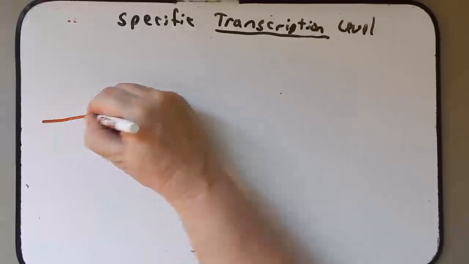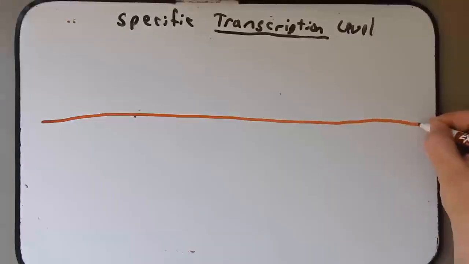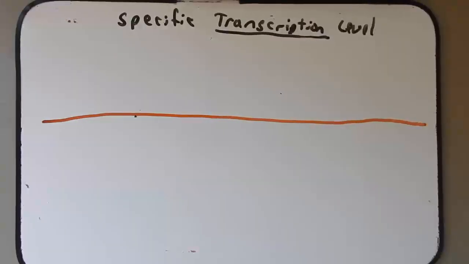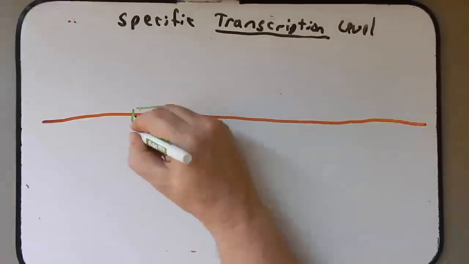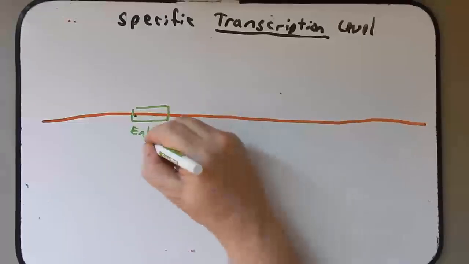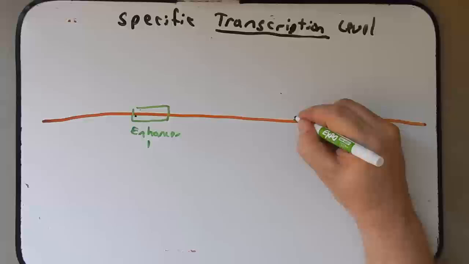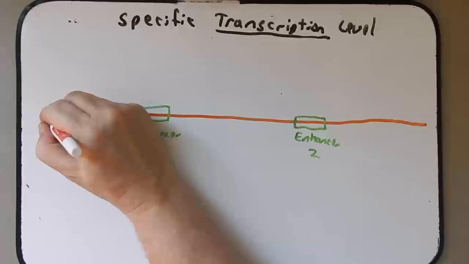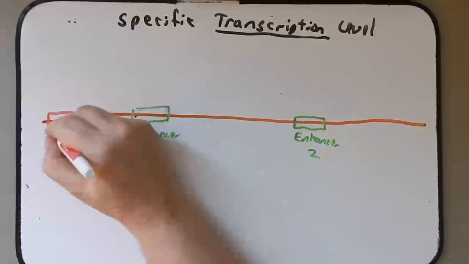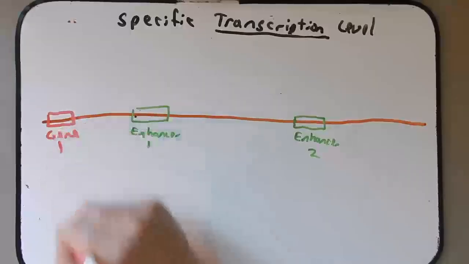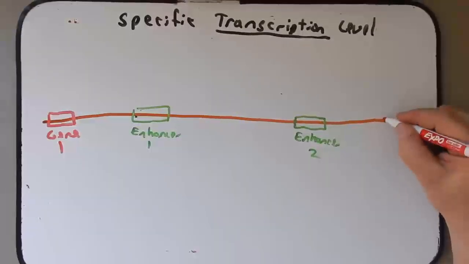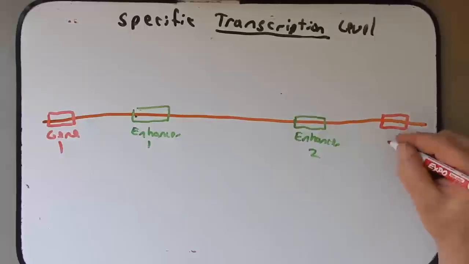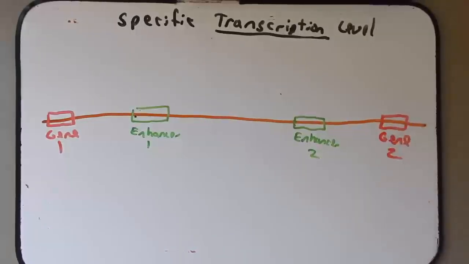So let's draw a long stretch of DNA, and I'm not going to loop it around here. I'm just wanting to draw a single stretch of DNA here. And I want to draw an enhancer here, and we'll just call it enhancer 1, and I want to draw an enhancer here. And enhancer 1 helps enhance the expression of, let's say, gene 1, and enhancer 2 helps enhance the expression of gene 2.